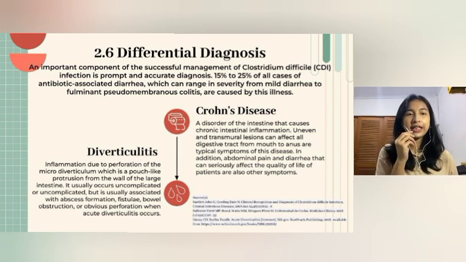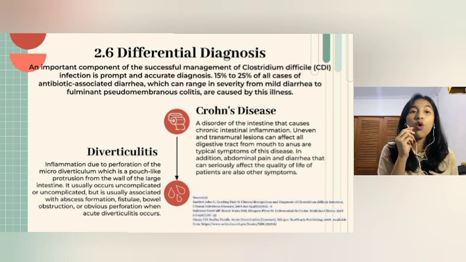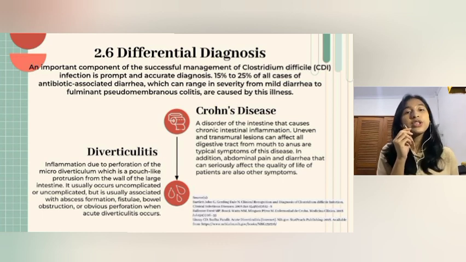Second, diverticulitis. Diverticulitis is inflammation due to perforation of the microdiverticulum, which is a pouch-like projection from the wall of the large intestine. Also, diverticulitis usually occurs uncomplicated, but it can be associated with abscess formation, fistula, bowel obstruction, or obvious perforation when acute diverticulitis occurs.